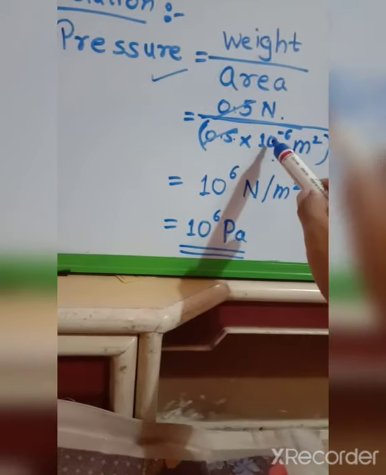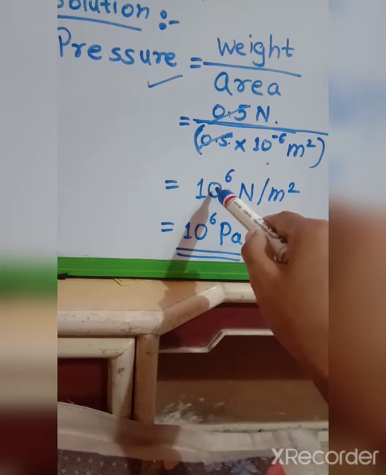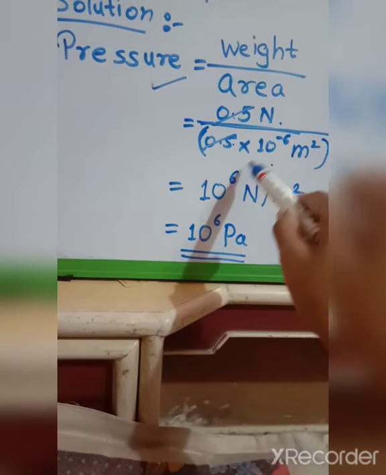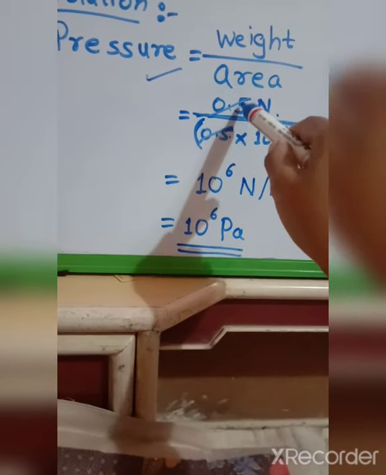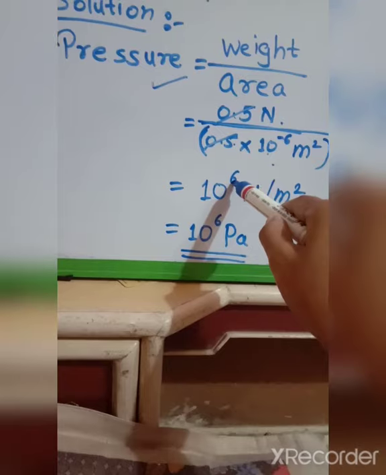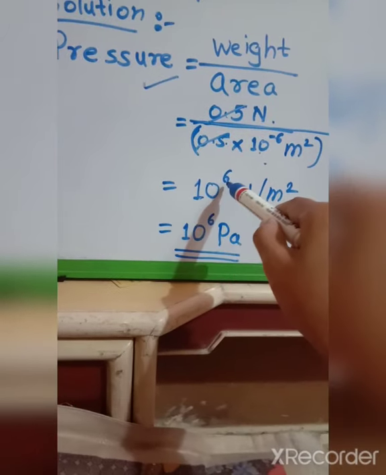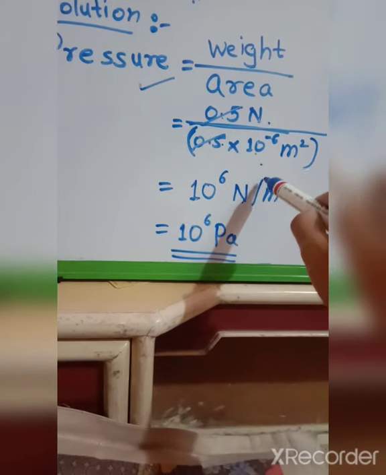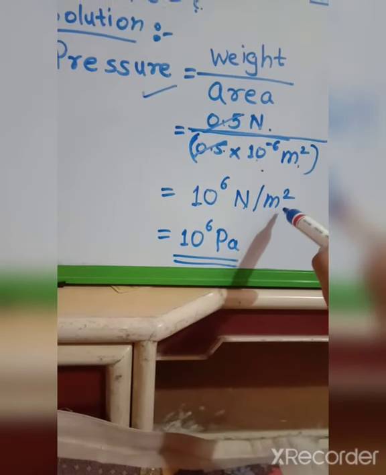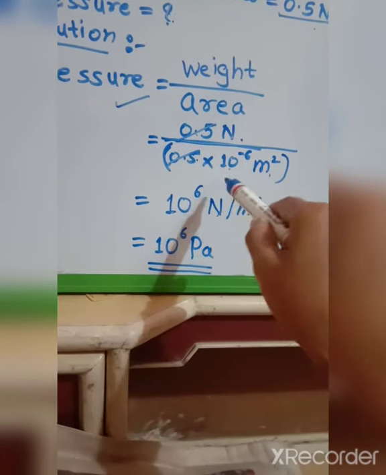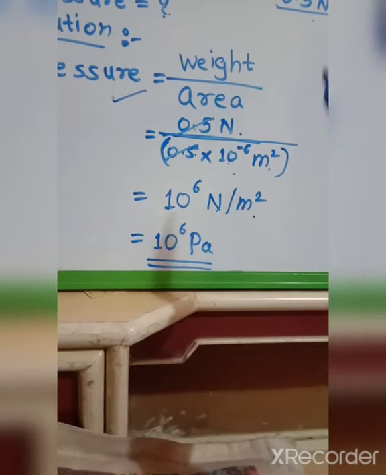Okay. So now this will come up as 10 raised to 6. Now this minus 6 will become plus 6 because we are going to multiply 1 and this 10 raised to minus 6. So 10 raised to 6 N. This N will come over here, slash m square. So the answer will be 10 raised to 6 N slash m square.